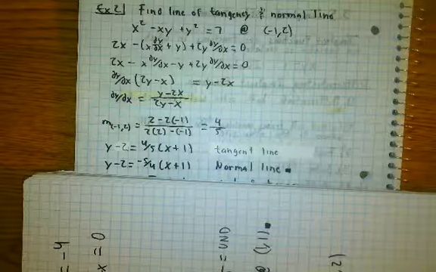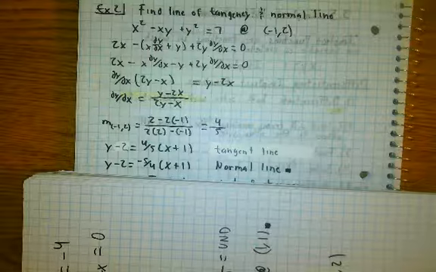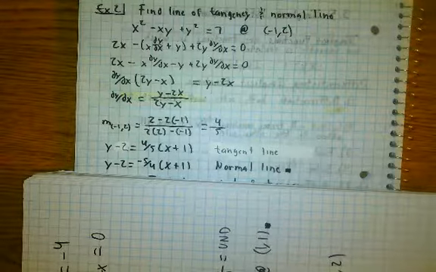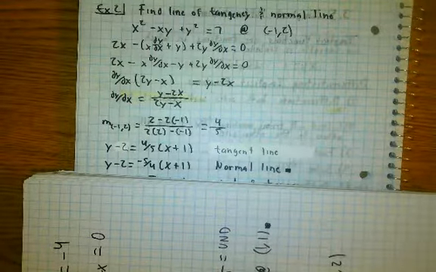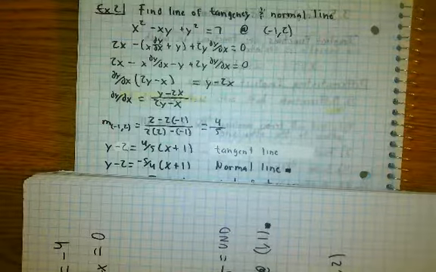Now, in physics, you will need to take the derivative in order to find the normal force, right? You take the derivative, you find the slope of the tangent line, and all you do to find the normal force is get the negative reciprocal of that. You don't have to do that here in calculus, but I thought I would share it with you.